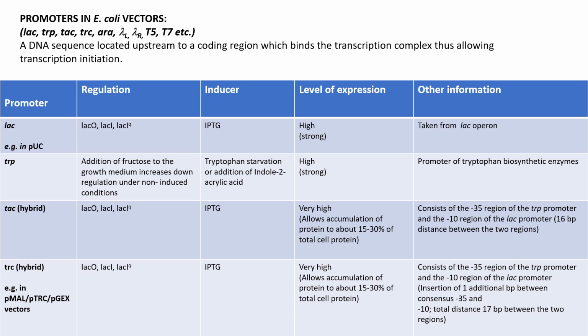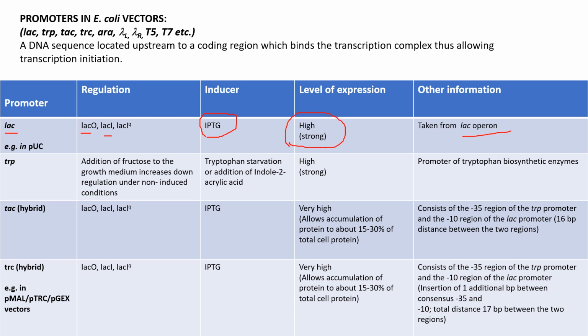Hello students, now I will tell you about the promoters in E. coli. There are many vectors available for expression of heterologous genes in the E. coli system. These vectors all have different promoters. The commonly used promoter in E. coli is the lac promoter. This is taken from the lac operon. It is induced by IPTG or allolactose, and it is regulated by the lac O operator sequence and the lac I repressor protein. This is a promoter of high-level expression.